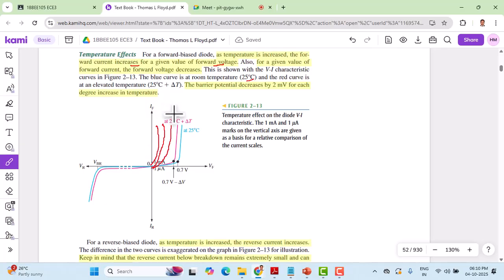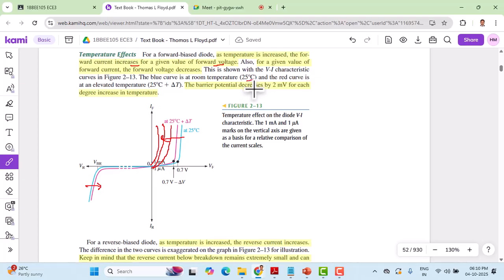As we keep increasing the temperature, curves will move towards the y-axis. Okay, that is in the forward direction. What happens in the reverse direction? The curves will again be moving towards the y-axis, but it is below the normal diode, as you can see here. So generally we can arrive at a standard rule.